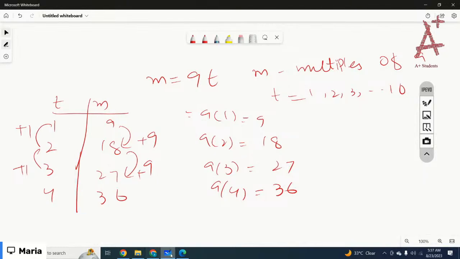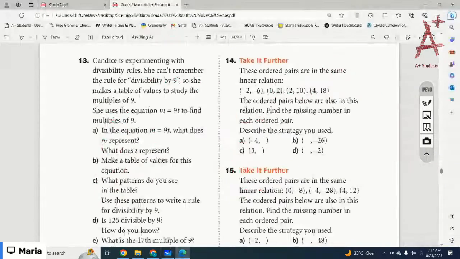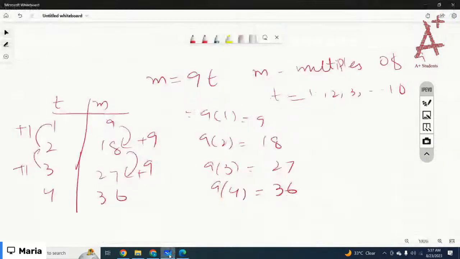Okay, the next one is, is 126 divisible by 9? The divisibility rule for 9 is you have to add the digits 1, 2, 6. If the sum is divisible by 9, that means the number is divisible by 9. So yes, 126 is divisible by 9.